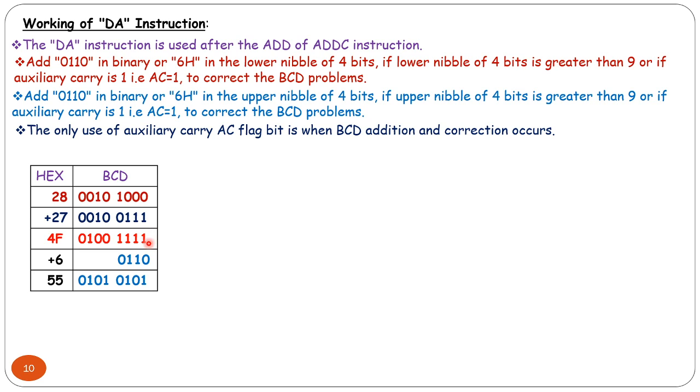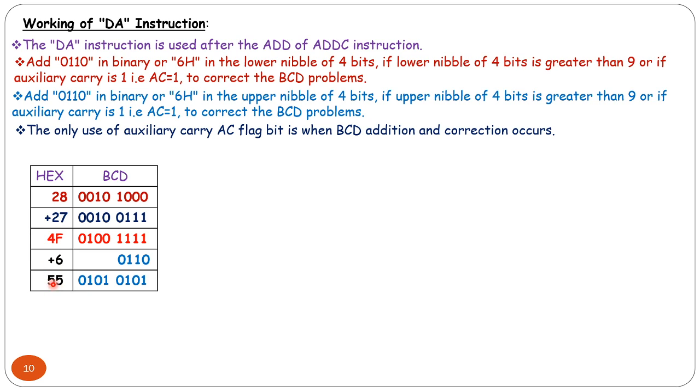So 6 is added here. When we add 6, the bits add up with carries propagating through, so this gives us 5 and this 5. So the answer is 55.